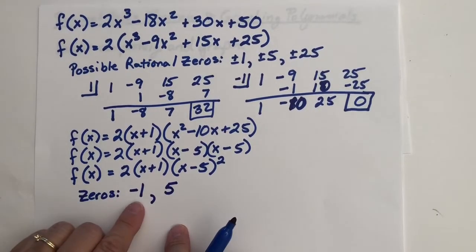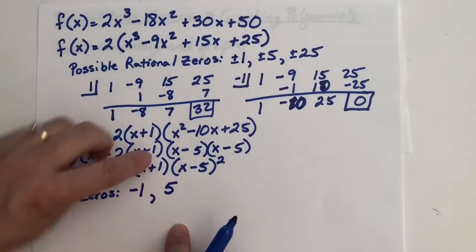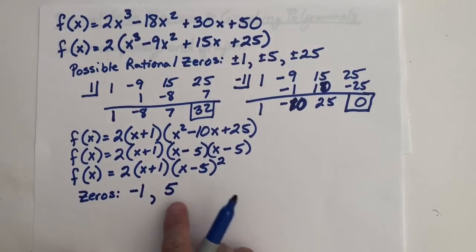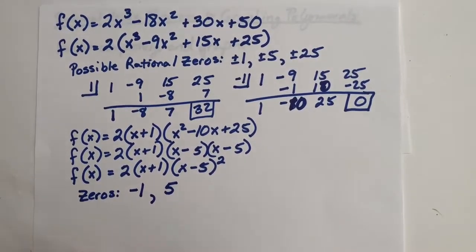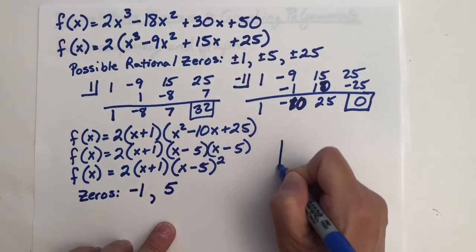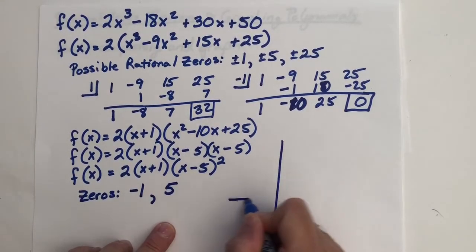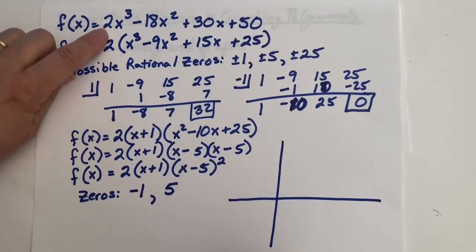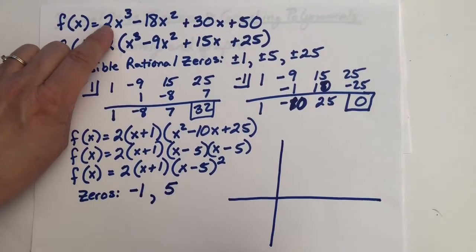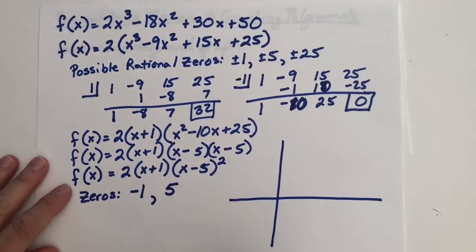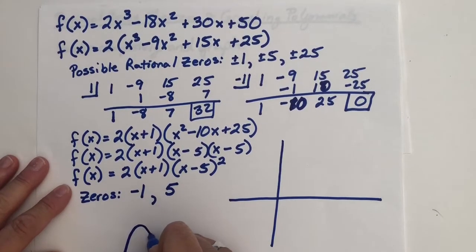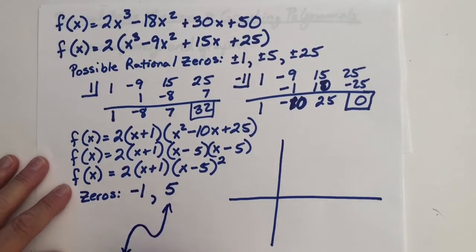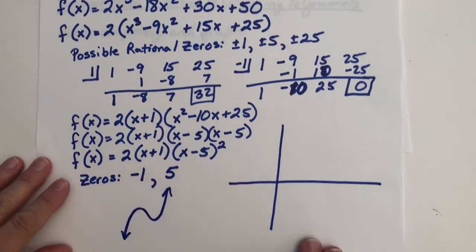Remember, we would say negative 1 has a multiplicity of 1 because the exponent was a 1 here. And 5 has a multiplicity of 2. And that helps us determine how the graph is going to look. This was a cubic equation. I didn't mention it at the beginning, but cubic equation with leading coefficient positive. So generically speaking, we already knew the graph would look something like this. Right? We're just filling in the details right here.